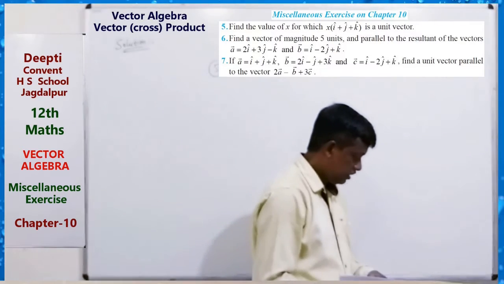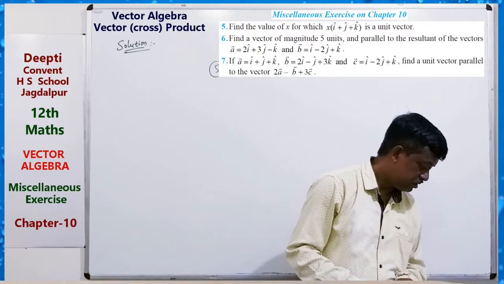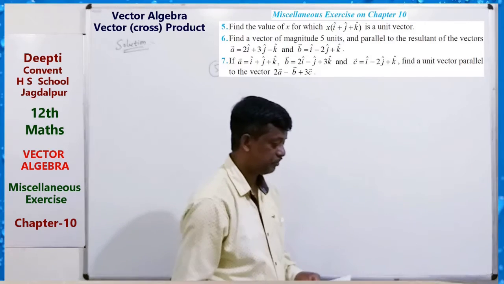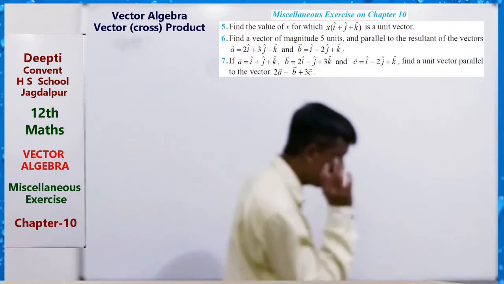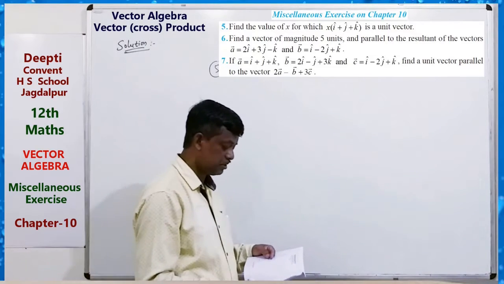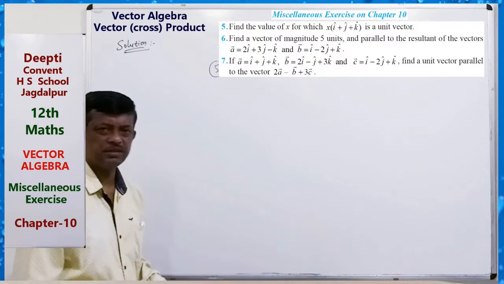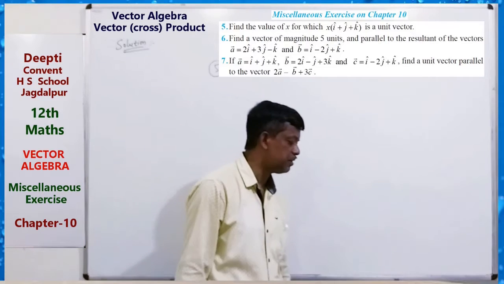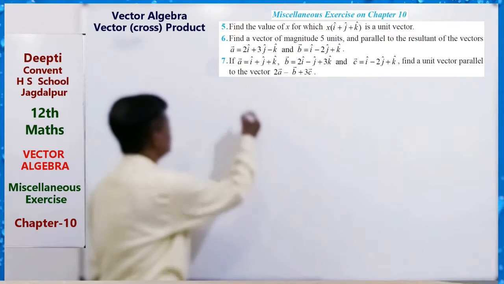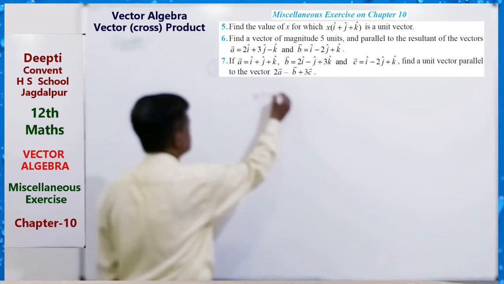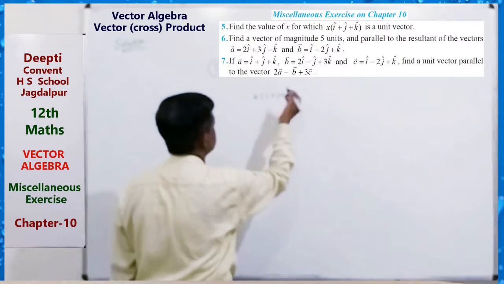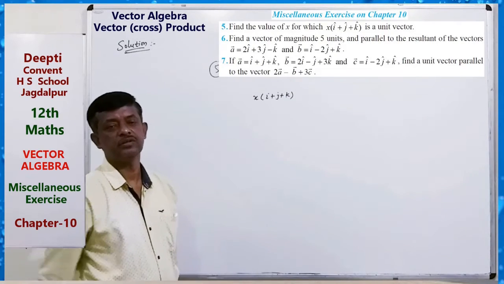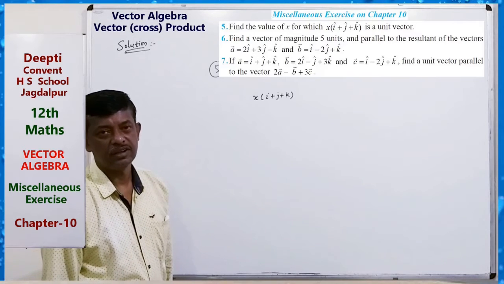Question 5. Find the value of x for which x i plus j plus k is a unit vector. Very simple. If this is a unit vector, then we have to find the value of x.